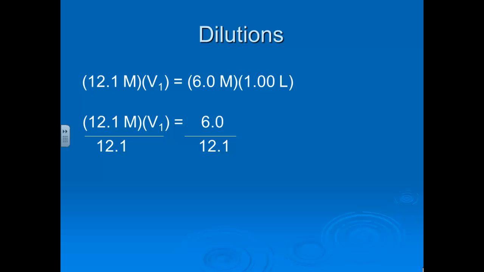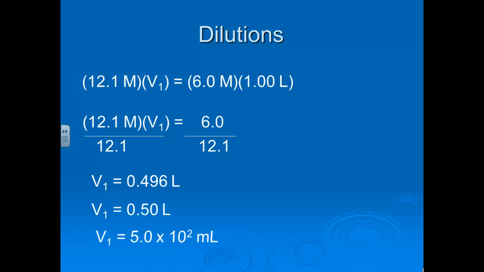How many sig figs will we keep this time? 2. Your calculator will show you approximately 0.496. We need to round that to 2 sig figs. 0.50. 2 different ways you can write this. If you're doing liters, 0.50 liters. If you did milliliters, you would need to write 5.0 times 10 squared, scientific notation.